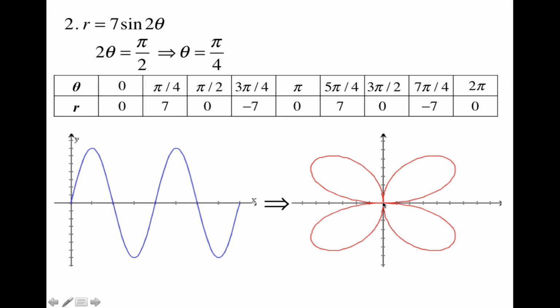So for this one, I started here at the 0, 0, and then I went to angle pi over 4, which is approximately right about here, and I plotted 7 out. Then I went to pi over 2, plotted 0, and so on. 3 pi over 4, which is right here, but -7, so I'm going here, and so on. And I keep going until I have my completed graph.